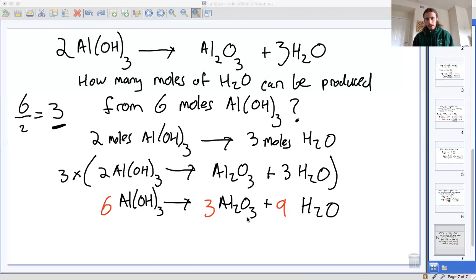So then this equation has the same exact proportions as this one, right? The recipe still has everything in the same proportion. The only difference is that this has been scaled up for 6 moles of aluminum hydroxide instead of just for 2, right? And that's what the question's asking for. It's asking for 6 moles of aluminum hydroxide. How many moles of water? Well, looks like it's 9 moles of water.